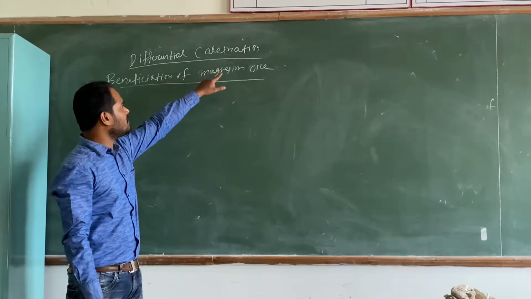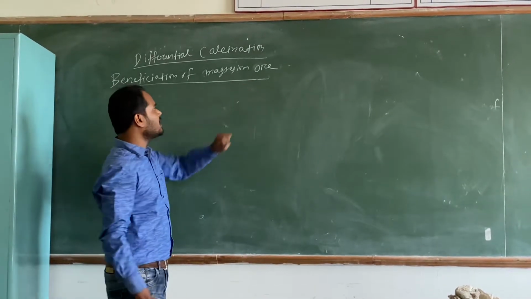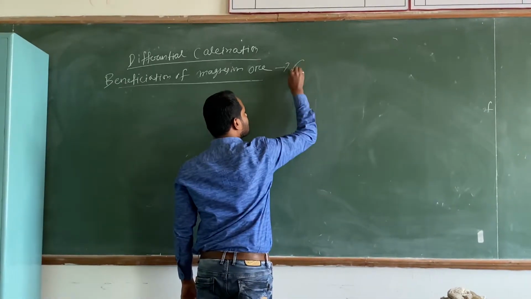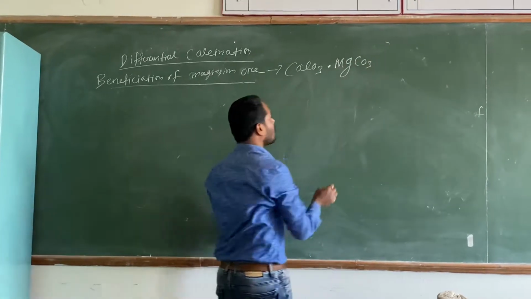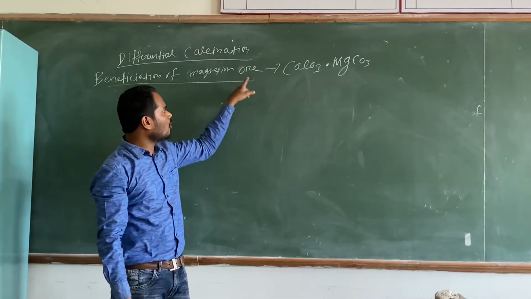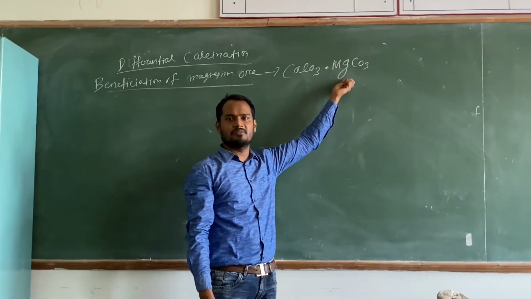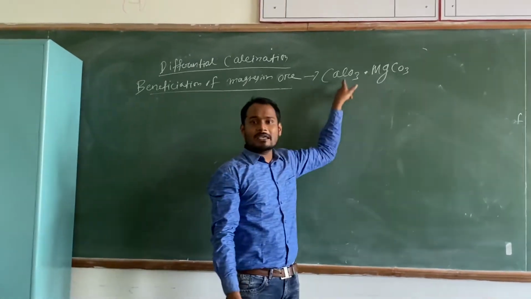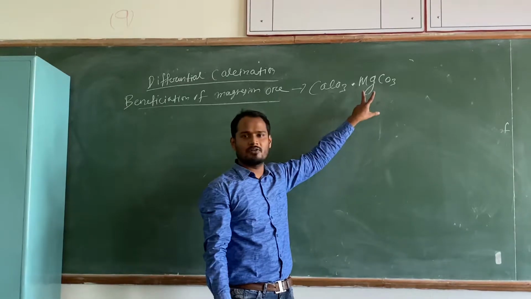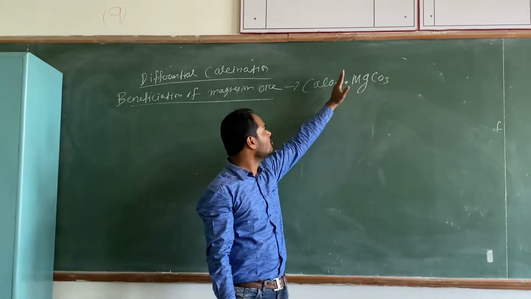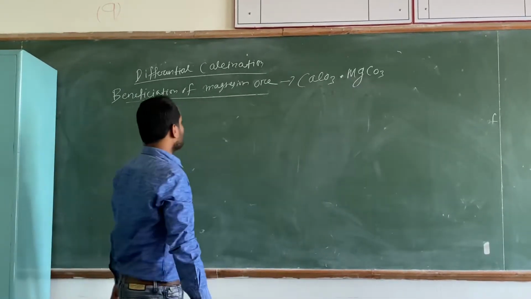So differential calcination temperature is very useful when we are doing beneficiation of magnesium ore. Magnesium ore is very interesting. This is a combination of CaCO3·MgCO3. This is the ore of magnesium, so calcium carbonate is also there along with magnesium carbonate. And these two are chemically bonded, so they cannot be easily removed. Beneficiation means we want to remove this part out of the ore, right? So how can we do that?